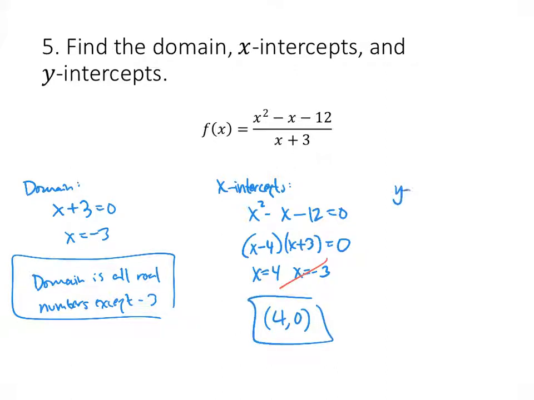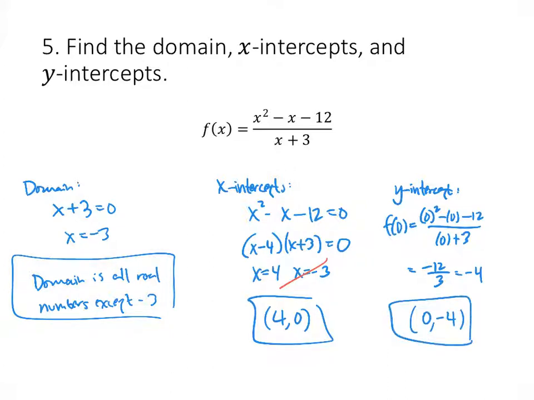And then finally for the y-intercept, we want to plug in x equals 0. We can do that here. 0 is in the domain, so we get f of 0 equals 0 squared minus 0 minus 12, all divided by 0 plus 3. That's negative 12 divided by 3, that's minus 4. And so the y-intercept is 0, negative 4. So that's it.